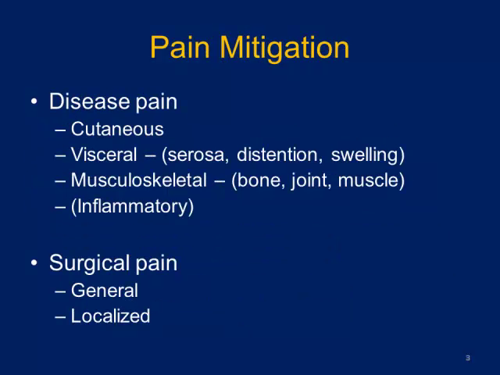The previous presentation set this up much more technically than I am going to here, but basically there are several different types of pain: disease pain, which can come from a variety of different physiological sources, as well as surgical pain, which can be generalized or localized. So there are a bunch of different reasons that we can want to use pain mitigation.